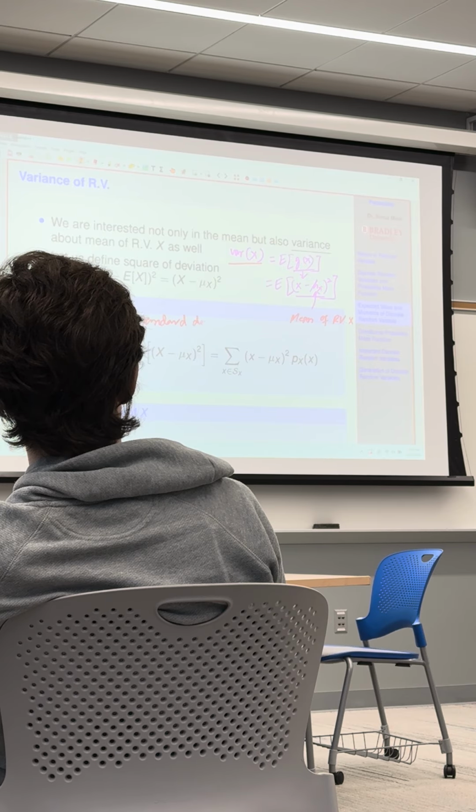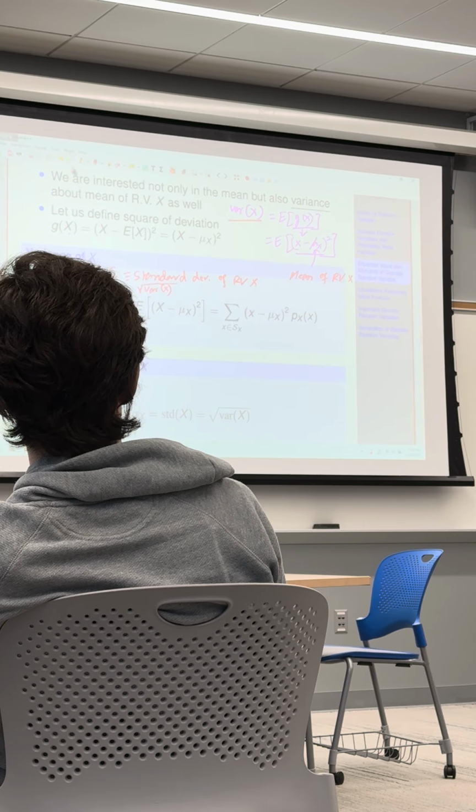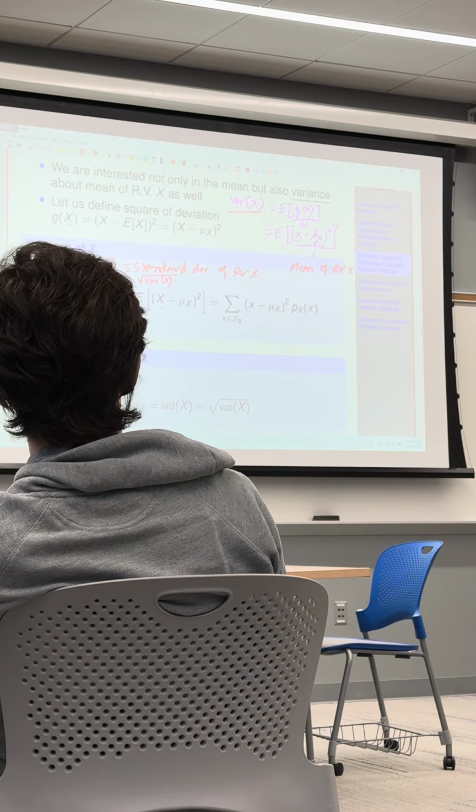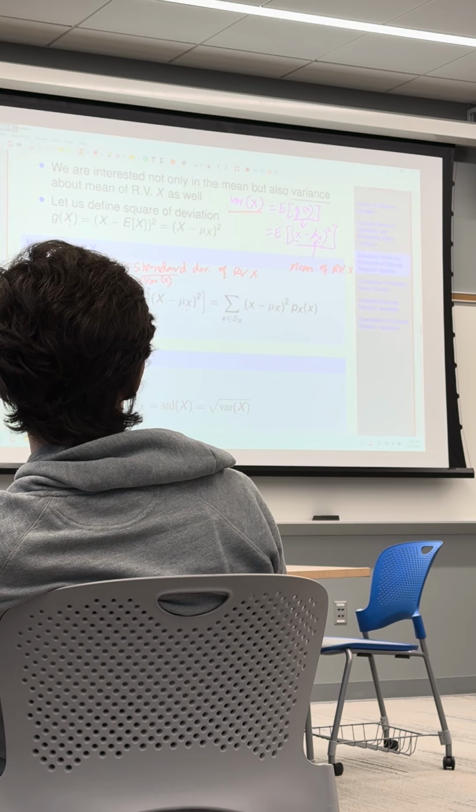This is basically the standard deviation of x. By definition, this standard deviation is the square root of the variance of random variable x. And the variance of random variable x, by definition, is the expectation of this function, which is x minus the mean of random variable x, all squared.